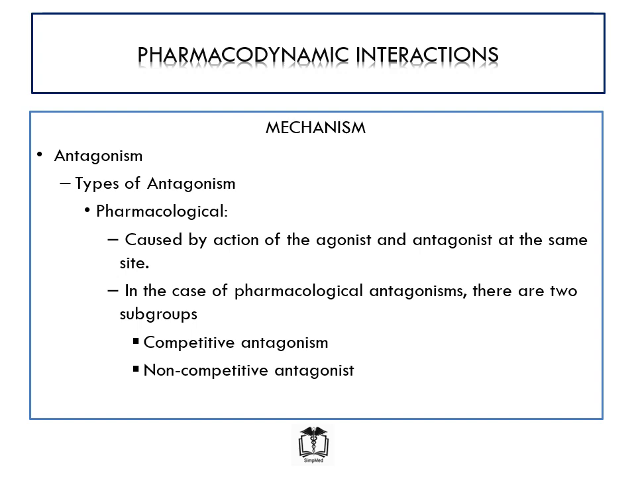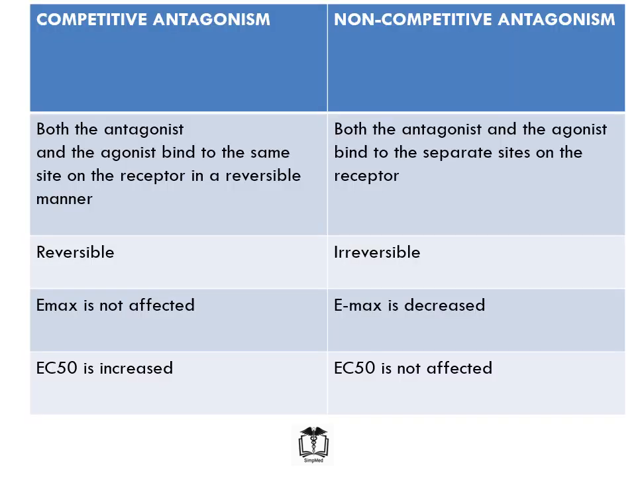The other drug is an antagonist and it's going to be acting on the receptor, but it's going to be blocking the receptor. There are two major subtypes or subgroups of pharmacological antagonism. There's what we call competitive antagonism and there's what we call non-competitive antagonism. For competitive and non-competitive antagonism, it's important to note the differences between each of them.